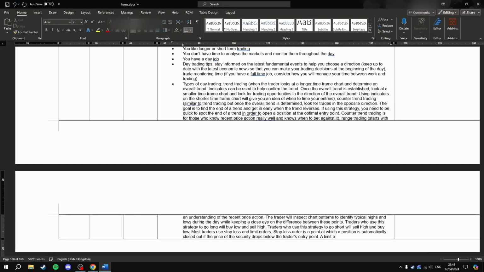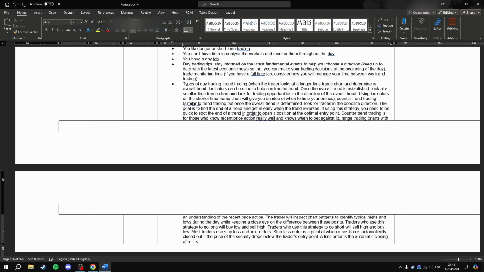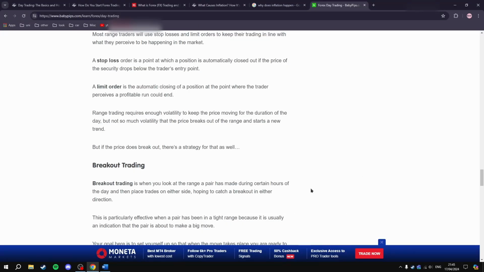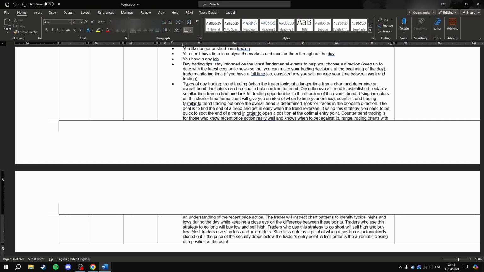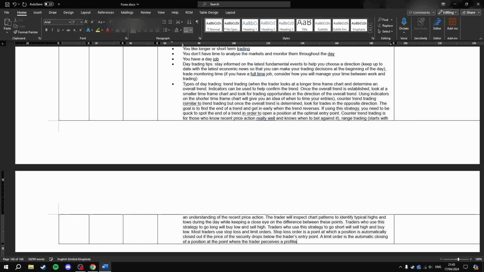A limit order is the automatic closing of a position at the point where the trader perceives a profitable run could end.